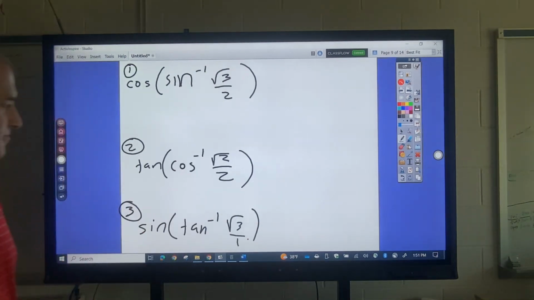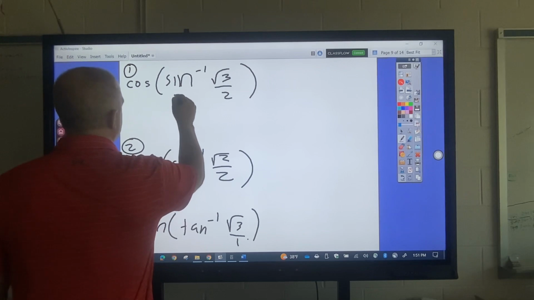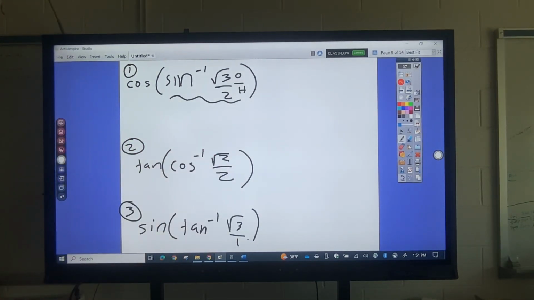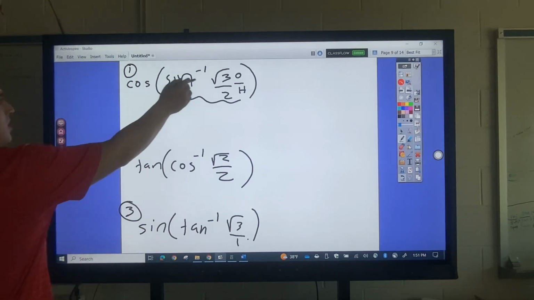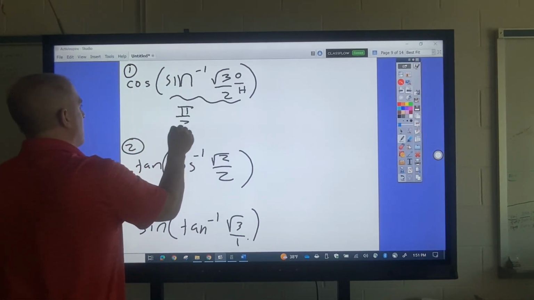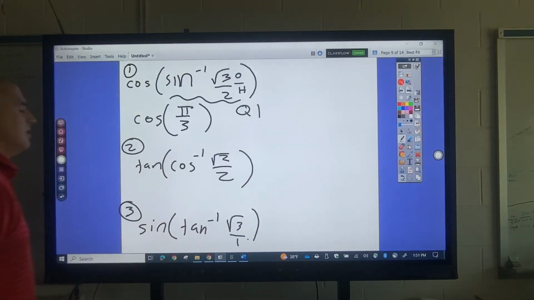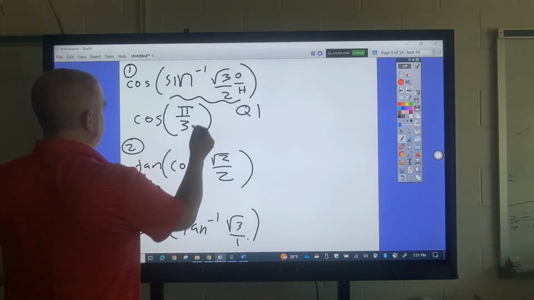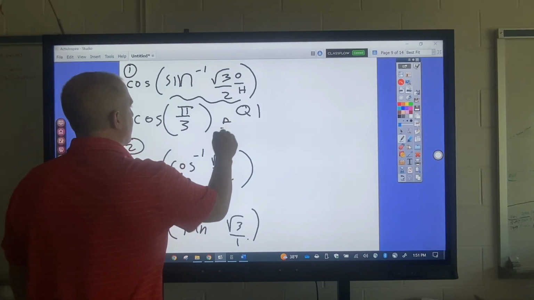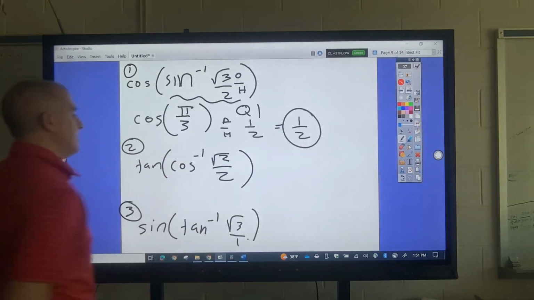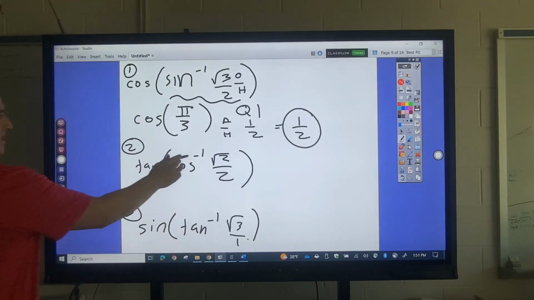All right, now, this is like double composition. Now, what you want to do is do this part first. So O over H. Where O is square root of 3 and H is 2? Well, that's going to be pi over 3. Now I want to find what cosine of pi over 3 is. That's in quad 1, the pi over 3 triangle. That would be adjacent over hypotenuse, which is 1 over 2, which is 1/2. Very easy.